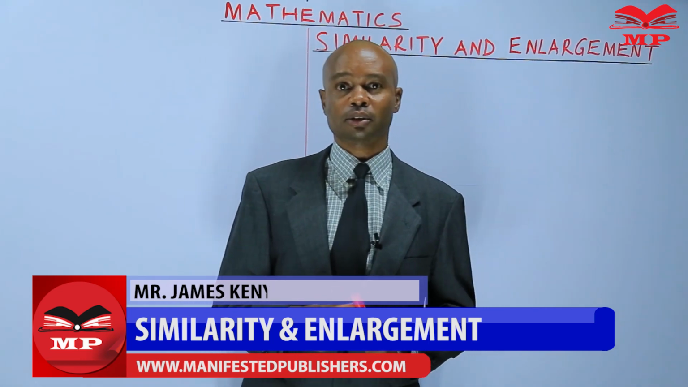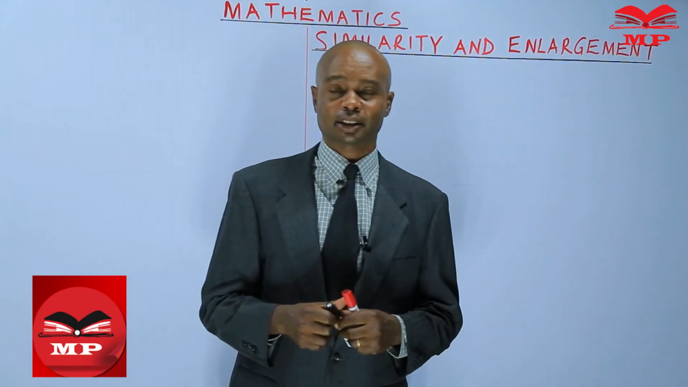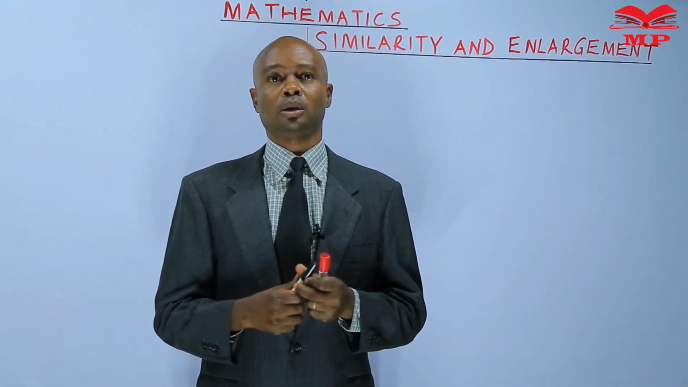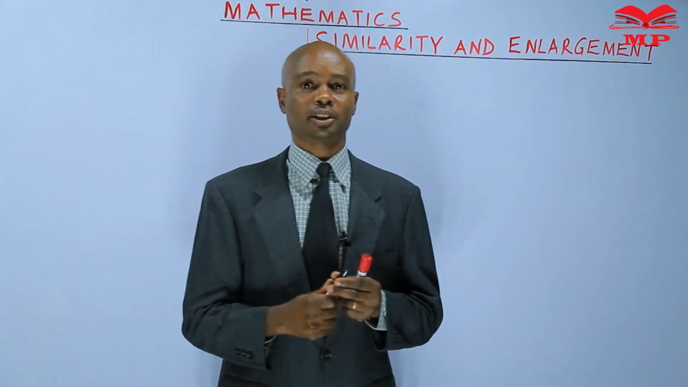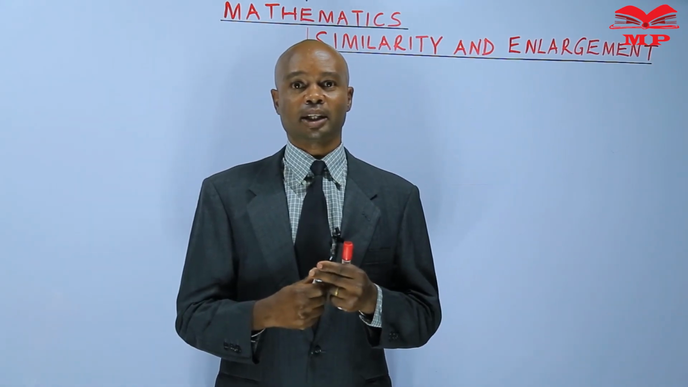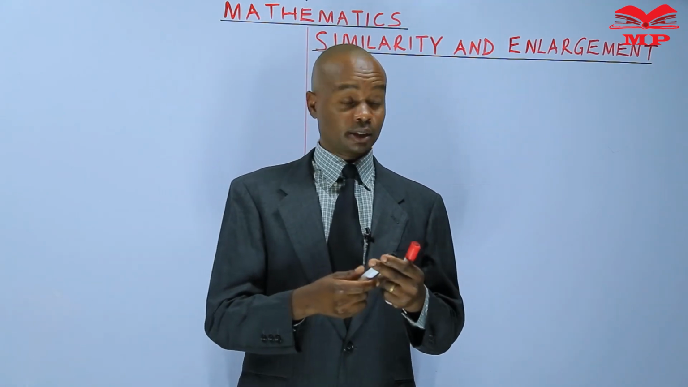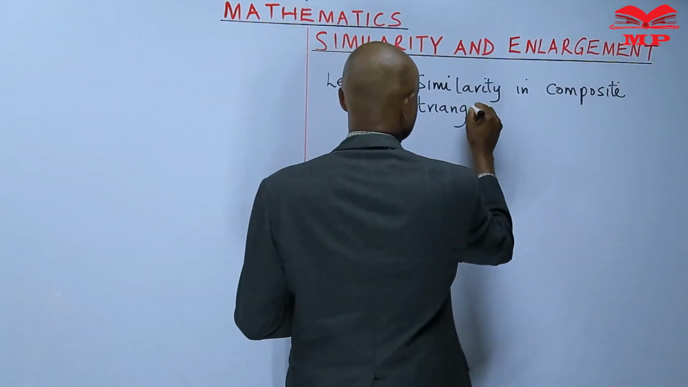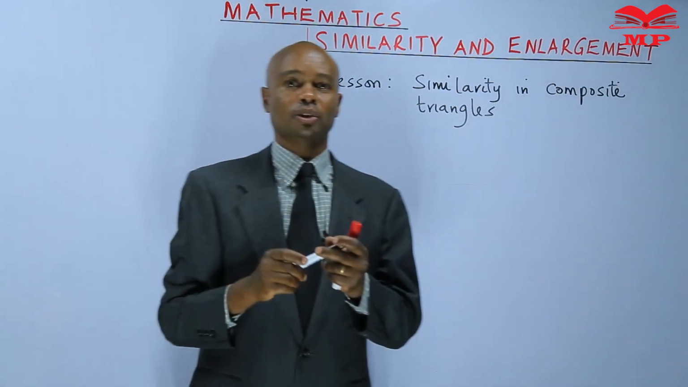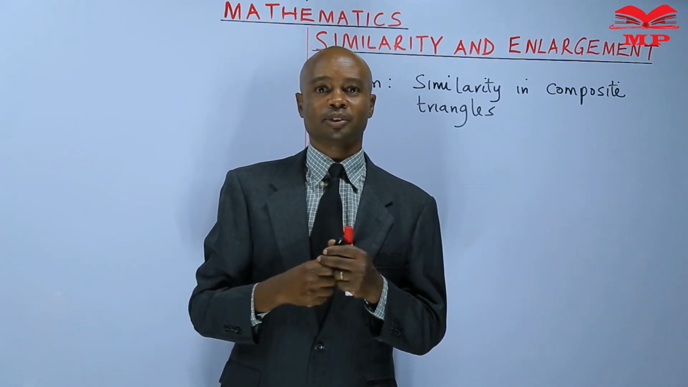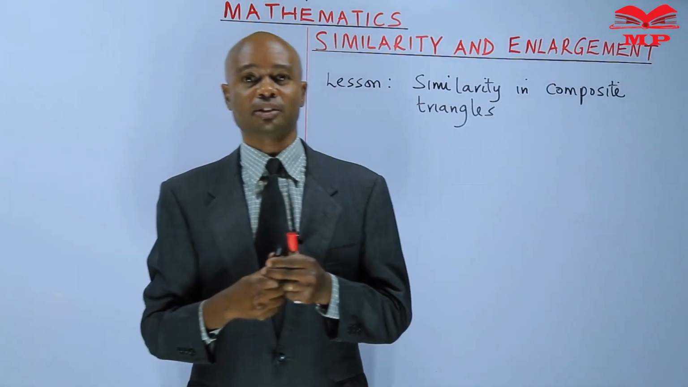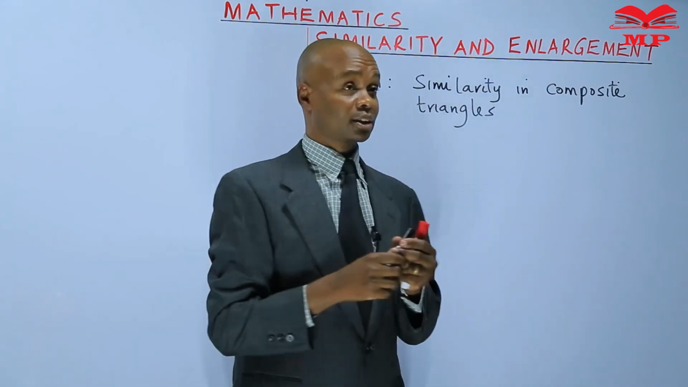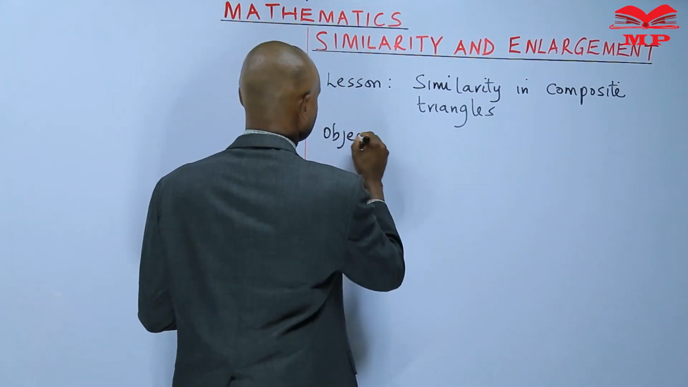We are going to continue with our lesson on similarity and enlargement. In today's lesson, we are going to dwell on similarity in composite triangles. So the objective of the lesson is to enable the learner to calculate some missing sides whenever he's given a question involving the composite triangles.